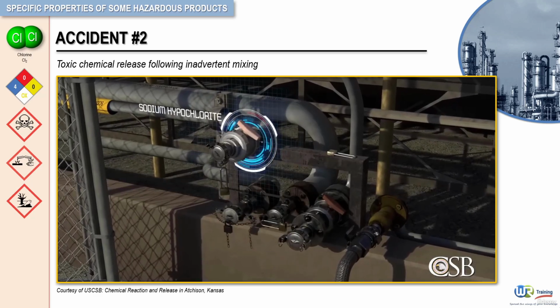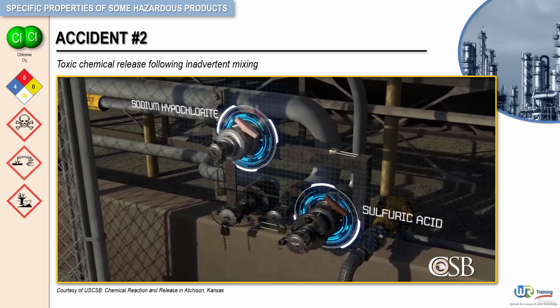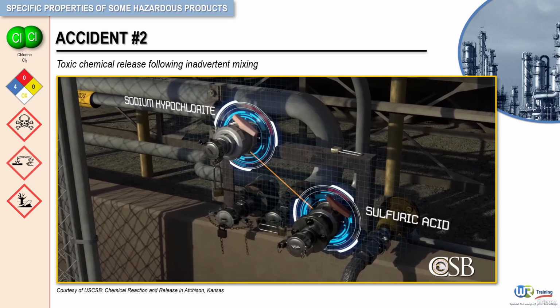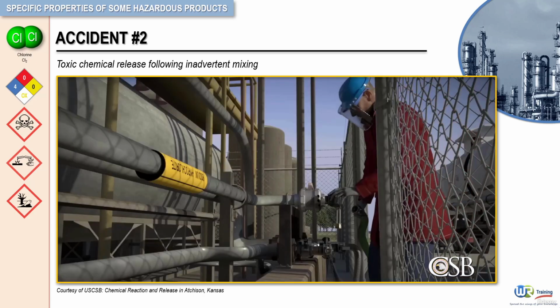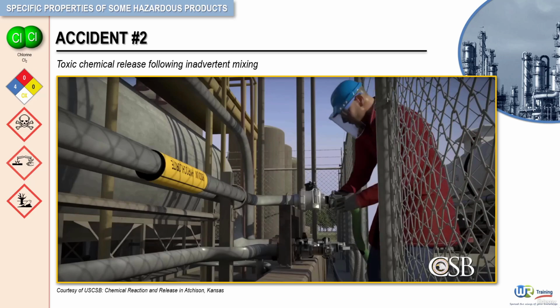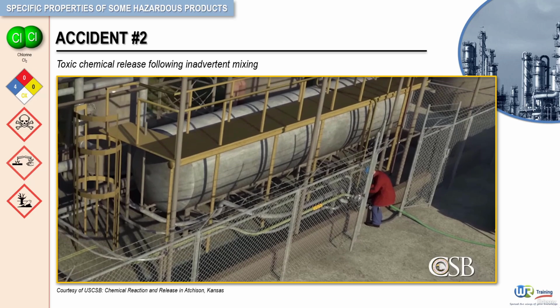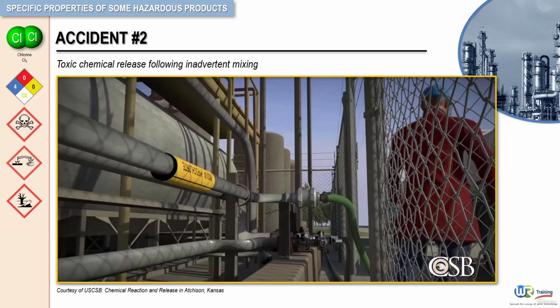Unknown to the operator, the sodium hypochlorite fill line was also unlocked, and the 2 lines, which were only 18 inches apart, looked similar and were not clearly marked. The driver connected his truck's sulfuric acid hose to the sodium hypochlorite line, and sulfuric acid began flowing inside. He then returned to the cab of his truck.